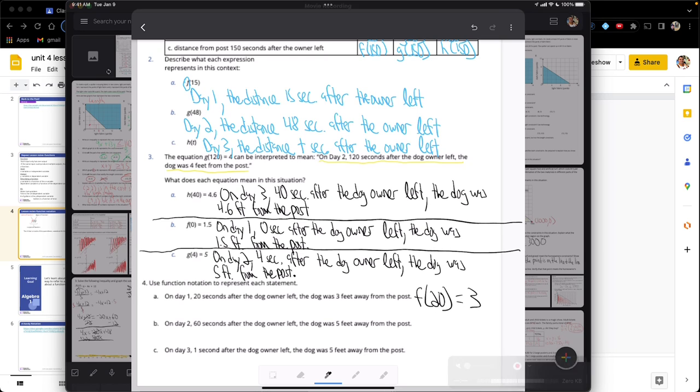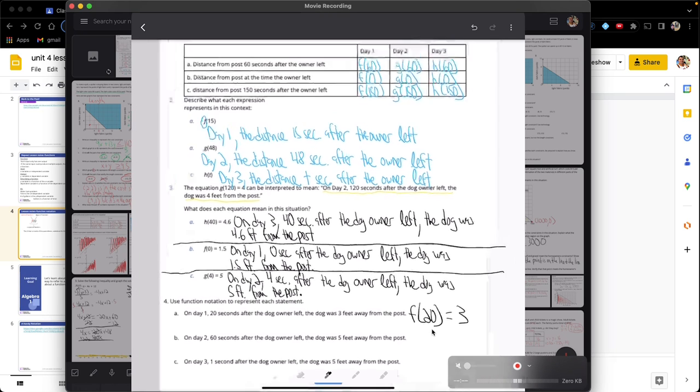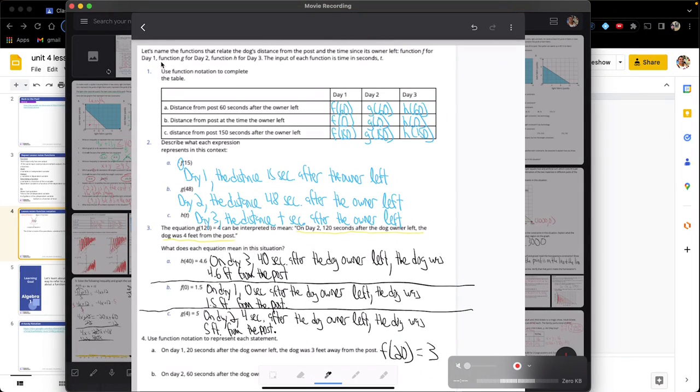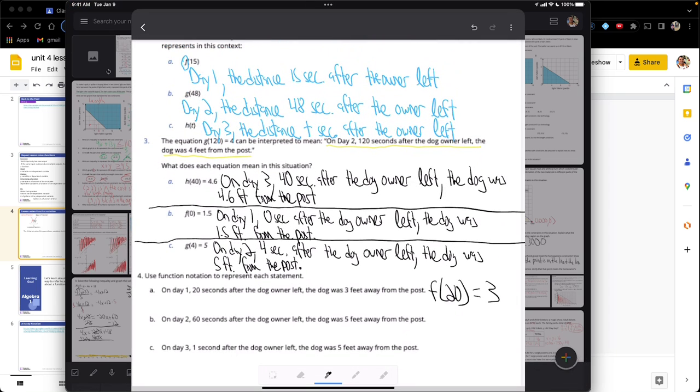Okay. On day 2, 60 seconds after the dog owner left, the dog was 5 feet from the post. So day 2, if we go back up top here, day 2 is function G. So my function is going to be G. My input, my time, is 60 seconds. So this would be G of 60. The dog was 5 feet away from the post. So G of 60 equals 5.